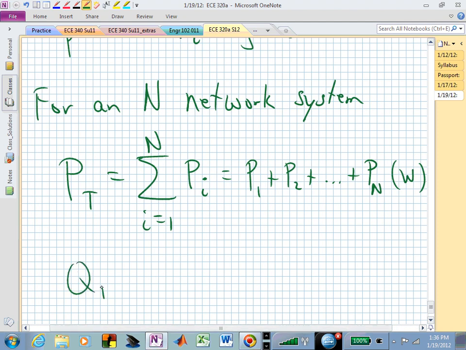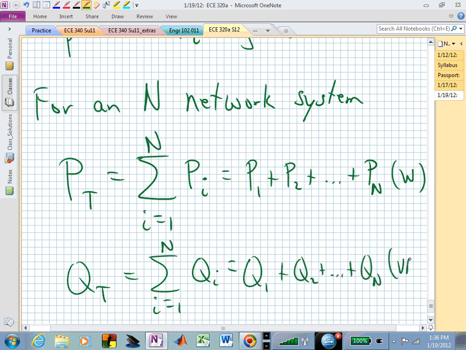Likewise, I can do the same with my Q's. I have Q1, Q2, Qn. Units of that are vars, and I might put a little s inside the bracket, vars.